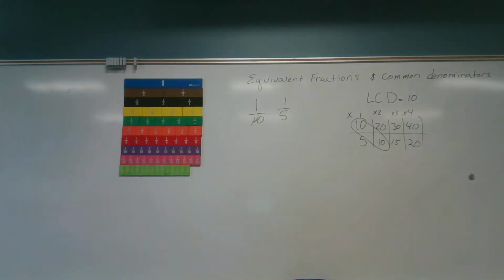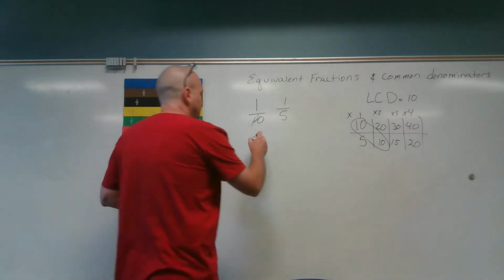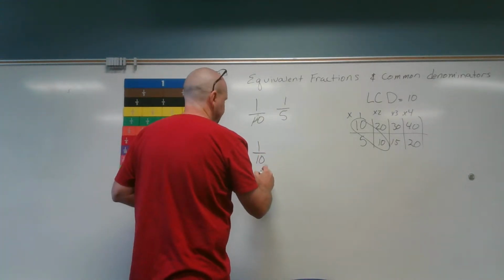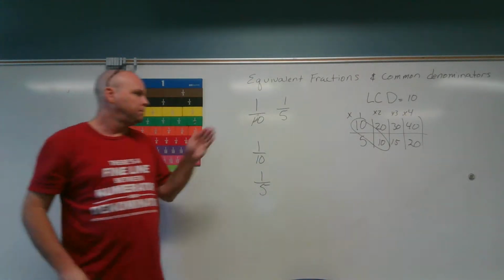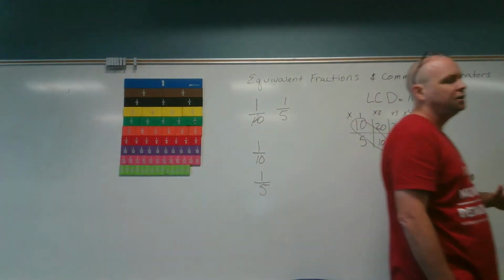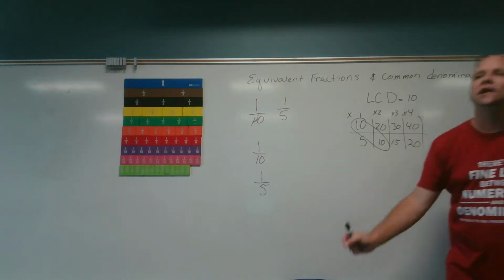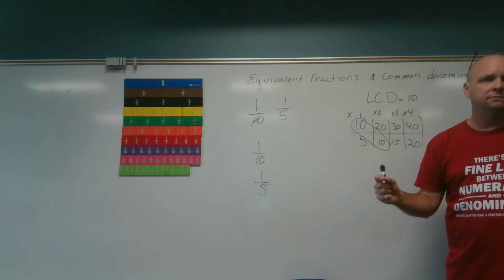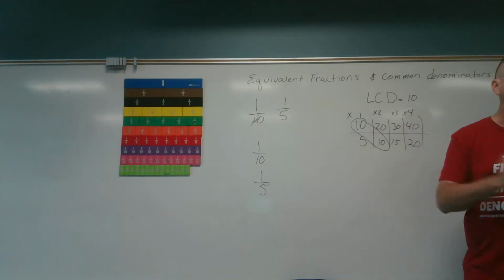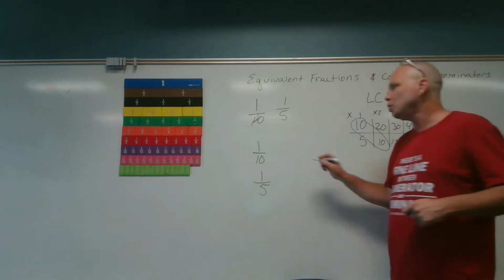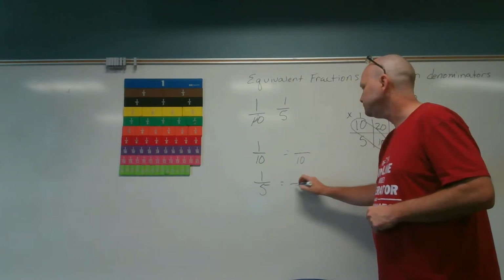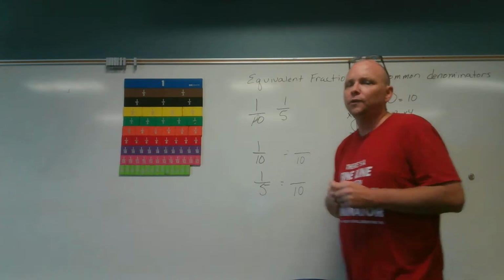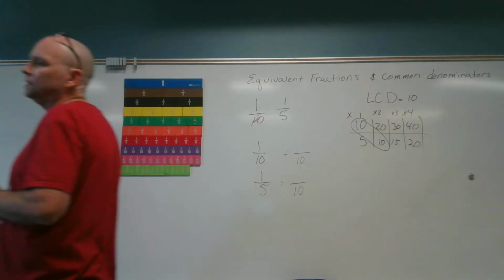So first step, we find our least common denominator. And what we do with that is we are going to change both of these fractions into something that is equivalent to them. We're not going to change the value, but we want them both to have a denominator of 10.